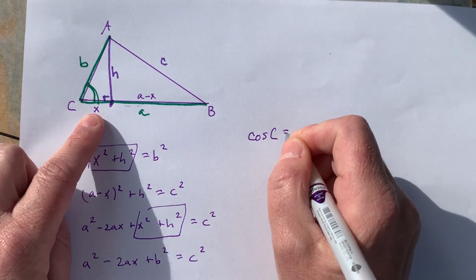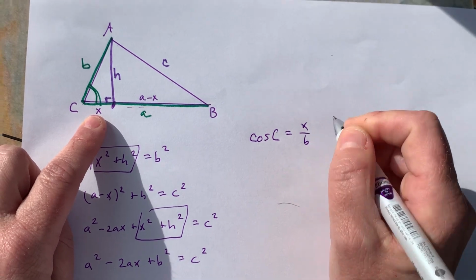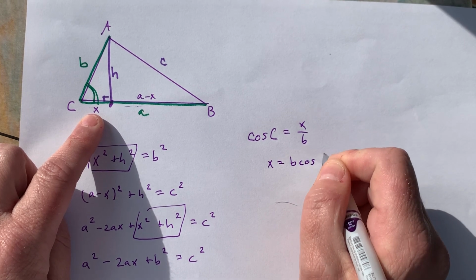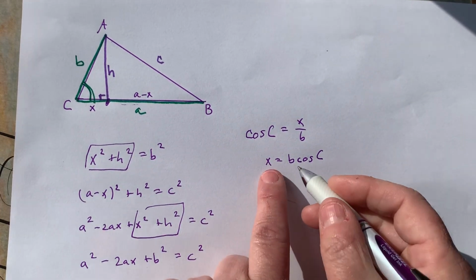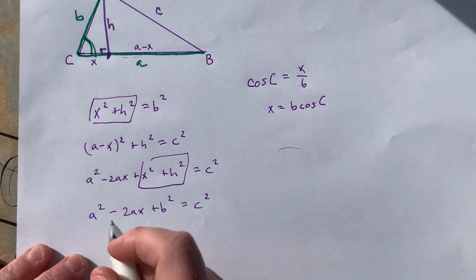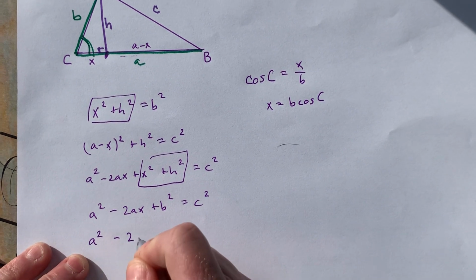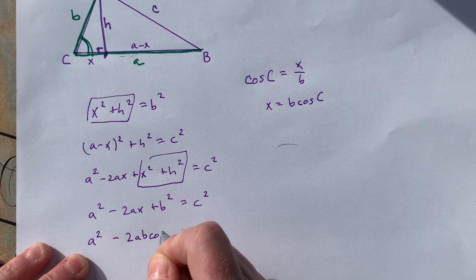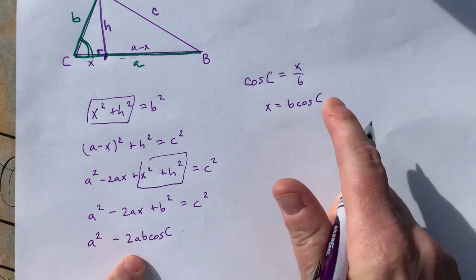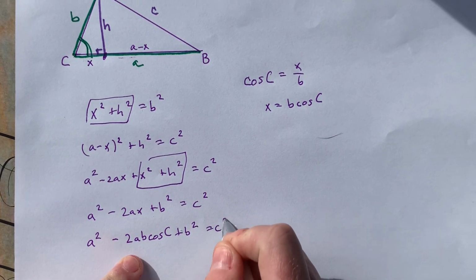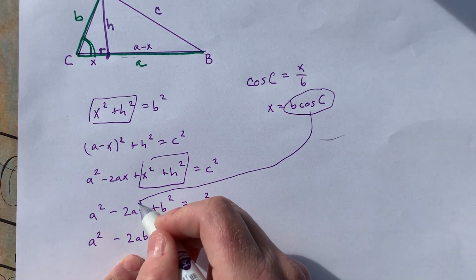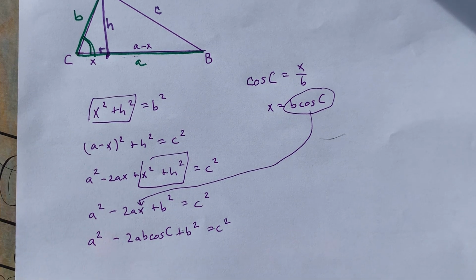Cosine of angle C is equal to x over b. Solve that for x. x is equal to b times cosine C. Now I'm going to take this value here and substitute it in for that x right there. So a squared minus 2ab times cosine C. That's what I substituted in. Plus b squared is equal to c squared. So the only thing I've done here is I've taken this right here and dropped it in for that x right there. And now I just want to clean it up just a little bit.